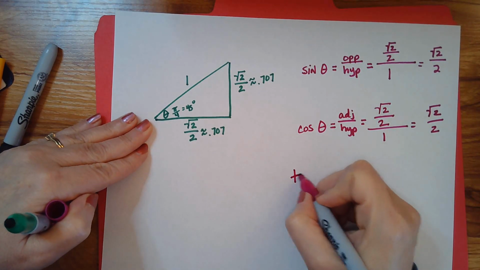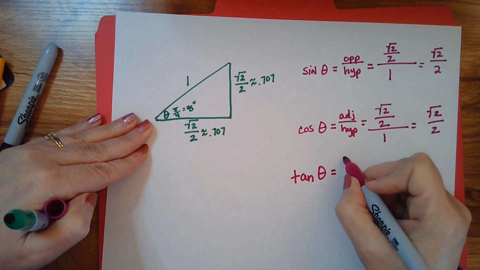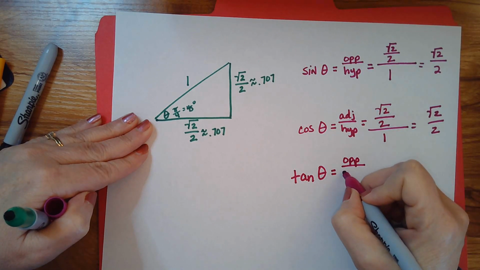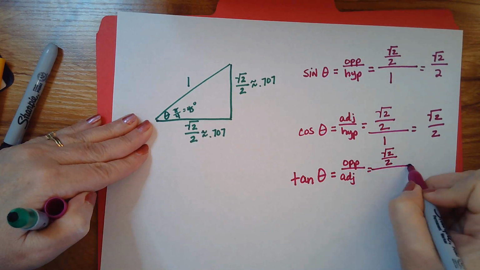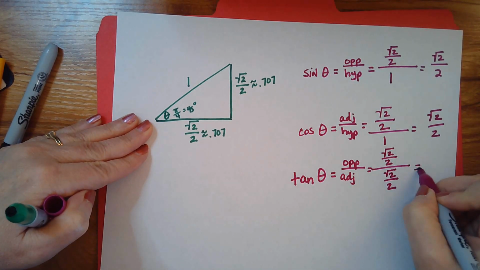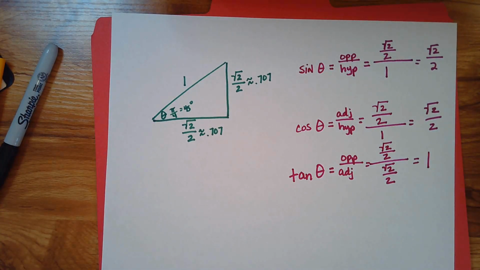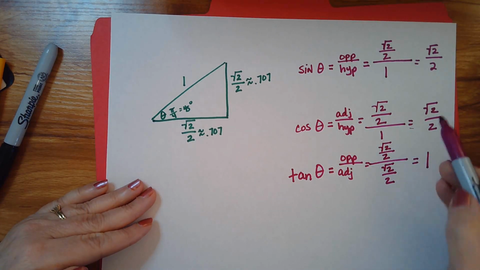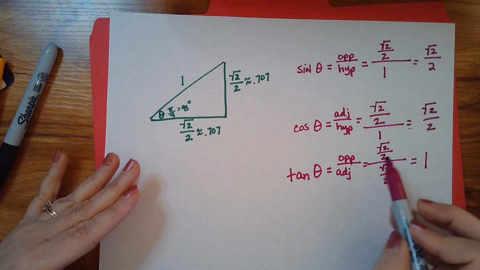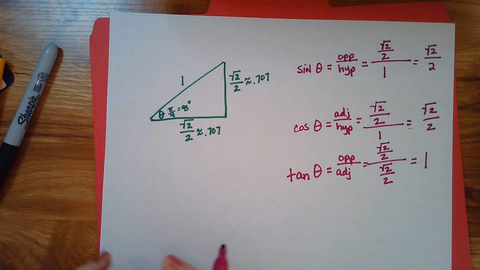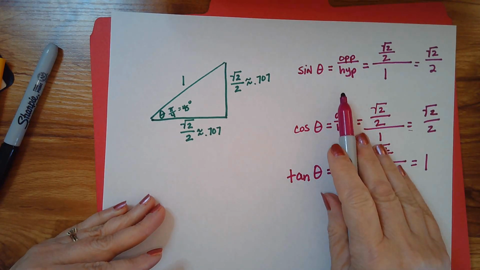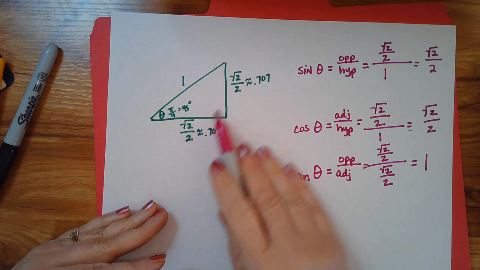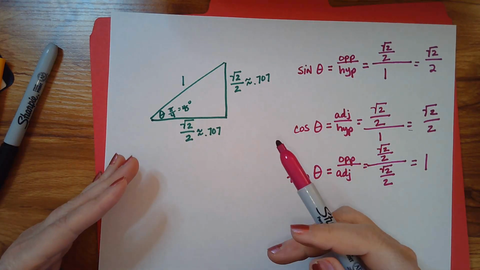And what about tangent of theta? Well, that's opposite over adjacent, which in this case is going to be root 2 over 2 over root 2 over 2, which reduces just to 1. So I know that these numbers look weird, but I want you to see how everything is kind of tying together. Our sine still means the same thing, opposite over hypotenuse, and we can fill it in with these numbers, even though they're weird numbers, root 2 over 2.